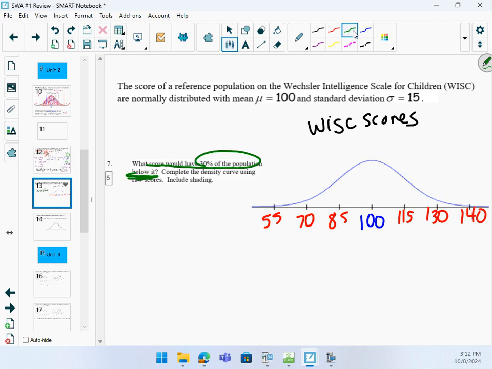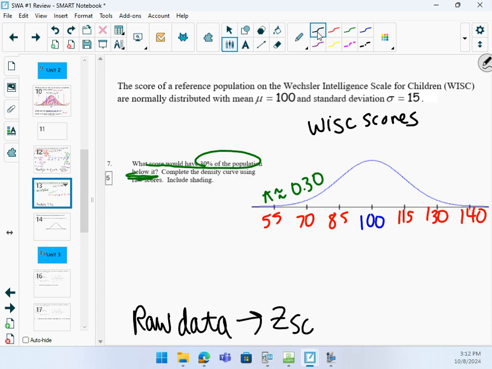So right now, I'm working with an area. They're telling me the area needs to be 30%. And I need to find the location where 30% would actually be. So in this case, instead of going from your data to a z-score to an area, this time we're actually going to go backwards. We're starting with an area, we're going to find the z-score, and then we're going to go to the data value. And again, we're going to start by picking up the calculator first.